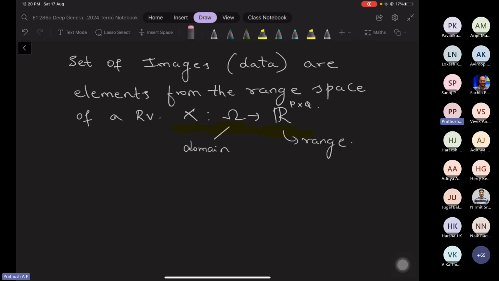So please come prepared for the next class with some of these basics. Please look at what distribution functions are from this angle. What are density functions? How do you define density functions and distribution functions on this, and so on? Please have a look at it. I'll not be talking about measure theory anymore.